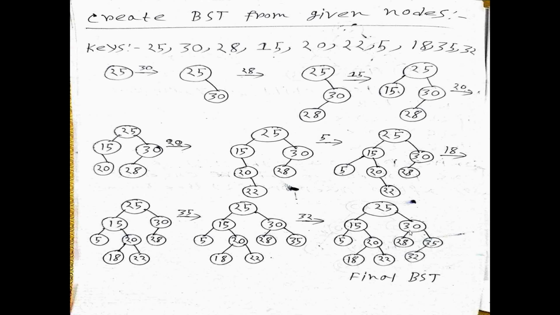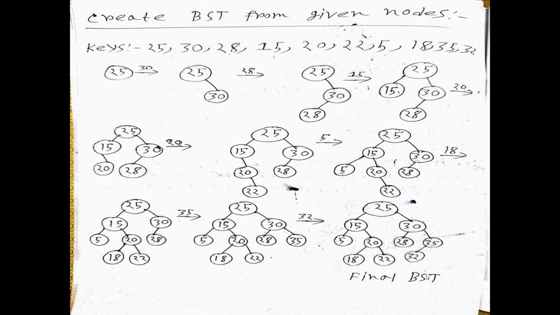Sorry. 28 is less than the 30. Same way, 35 is larger than 30. 32 is less than 35. Yes. So it is a binary search tree. So this is a procedure. This is our final binary search tree.